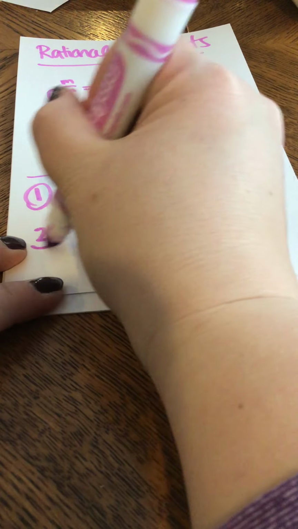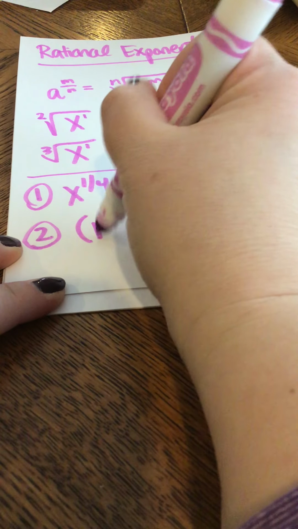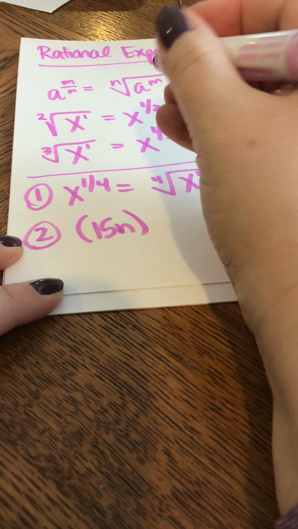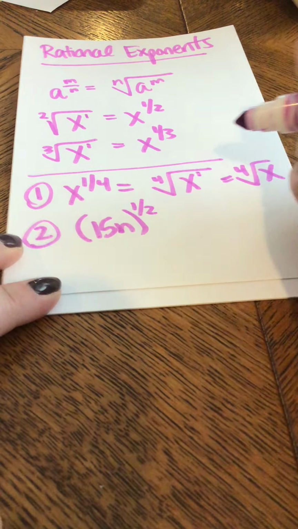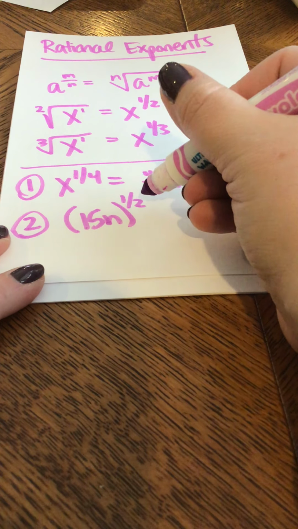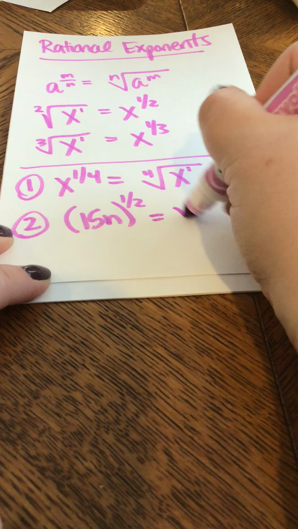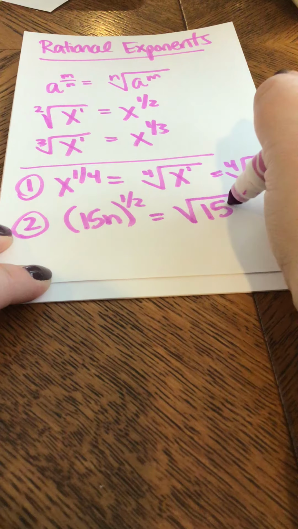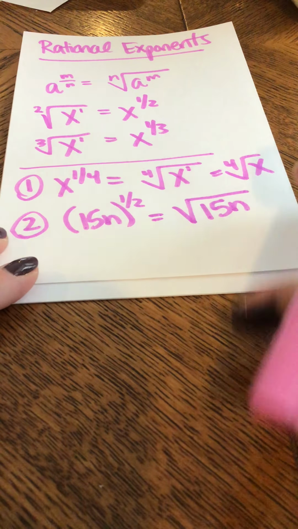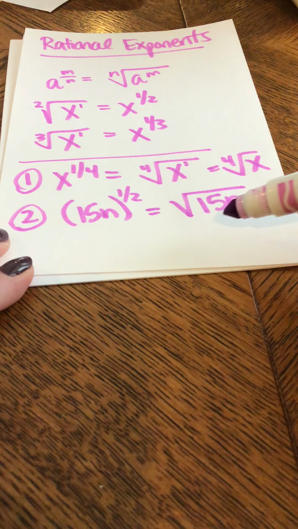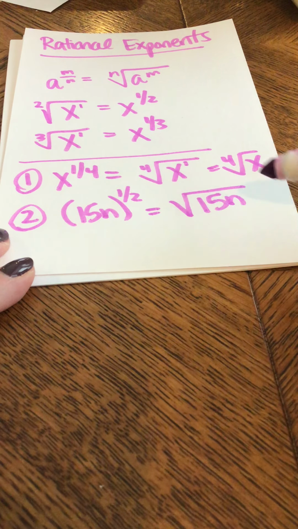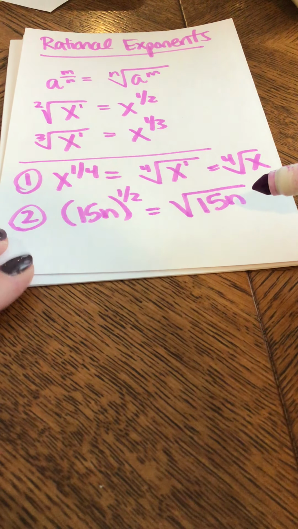Number 2. I have 15n, and again, it's in parentheses. That does make a difference. To the 1/2 power. Again, 1/2 power means square root. So all this is the square root of 15n. Now, you can't reduce that because there aren't any perfect squares that go into 15, and n doesn't have a pair.